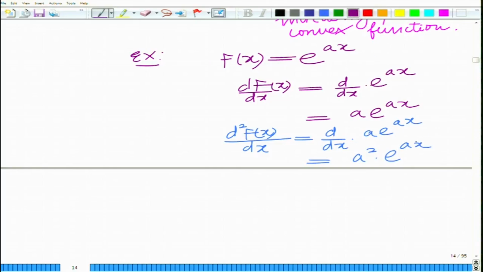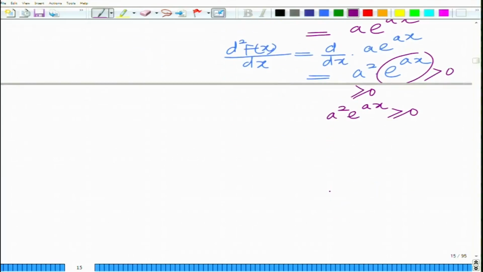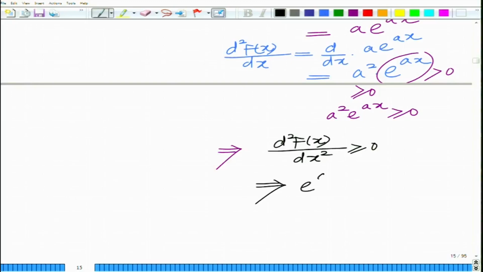Now, we know e raised to ax, the exponential, is always greater than 0. And a square is greater than or equal to 0, so a square e raised to ax is greater than or equal to 0, because a square is always non-negative. So, this implies for any value of a, d square f(x) by dx square is greater than or equal to 0, so e power ax is convex.